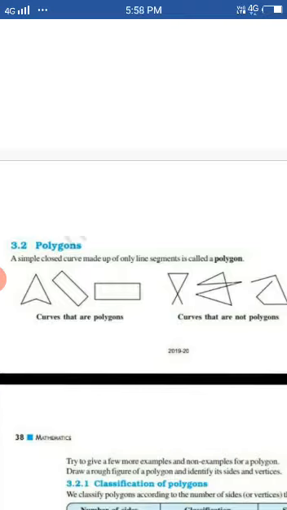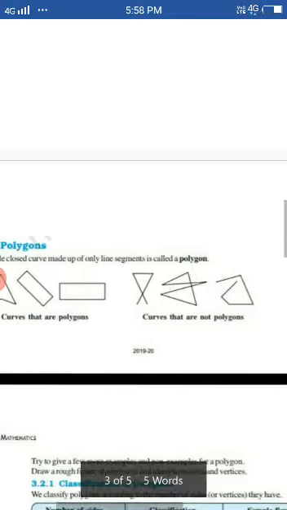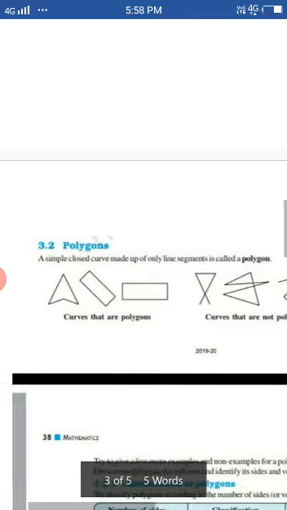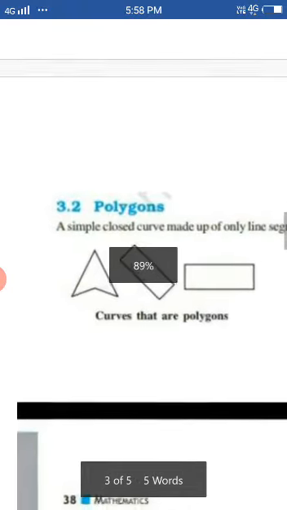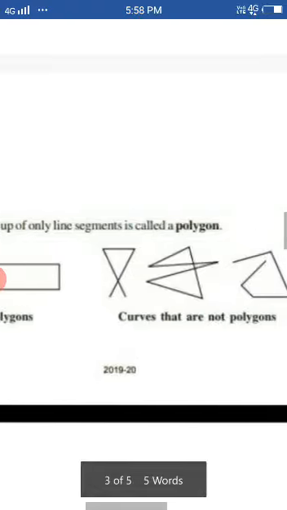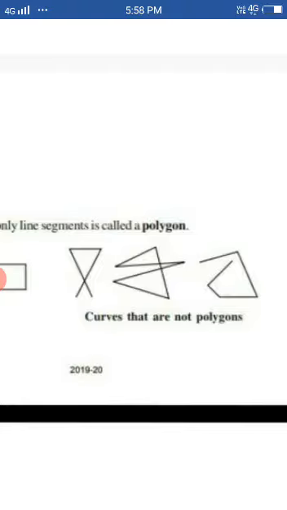But you can see the figures 4th, 5th, and 6th. These are not polygons. Although these are made up of line segments, these are not polygons. You can see in the last ones, some figures are not closed, some are intersecting. So, these are not polygons. These three are polygons, as these figures are made up of line segments. Also, these are closed, and these curves are not polygons. Okay, now come to the next.